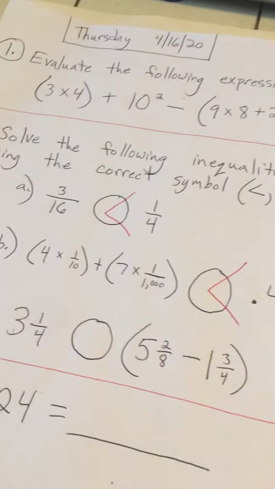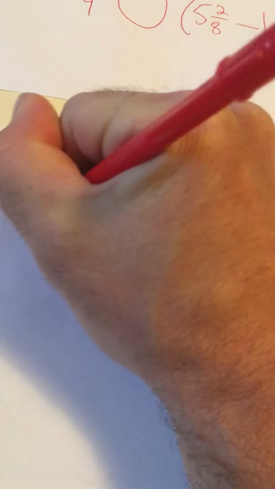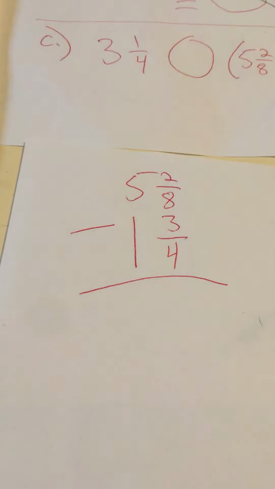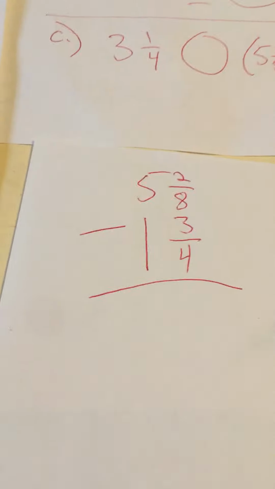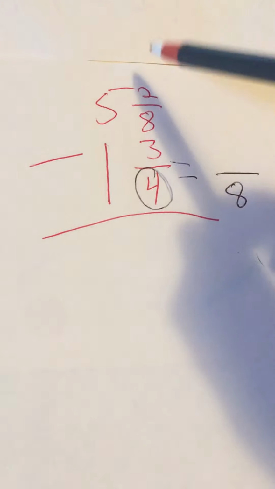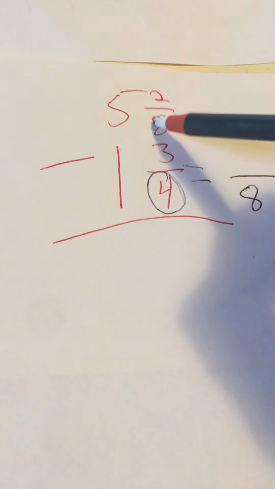Okay, so let me get some new paper. Give myself plenty of space. We have 5 2/8, and we are subtracting 1 3/4. So I like to line them up vertically. That way we have some space over here to make equivalent fractions. So we're going to make the smaller one bigger, because you can turn 4 into 8. So we got to find out how many eighths that is, because we can't subtract eighths minus fourths. They have to be the same denominator, and these are not yet.